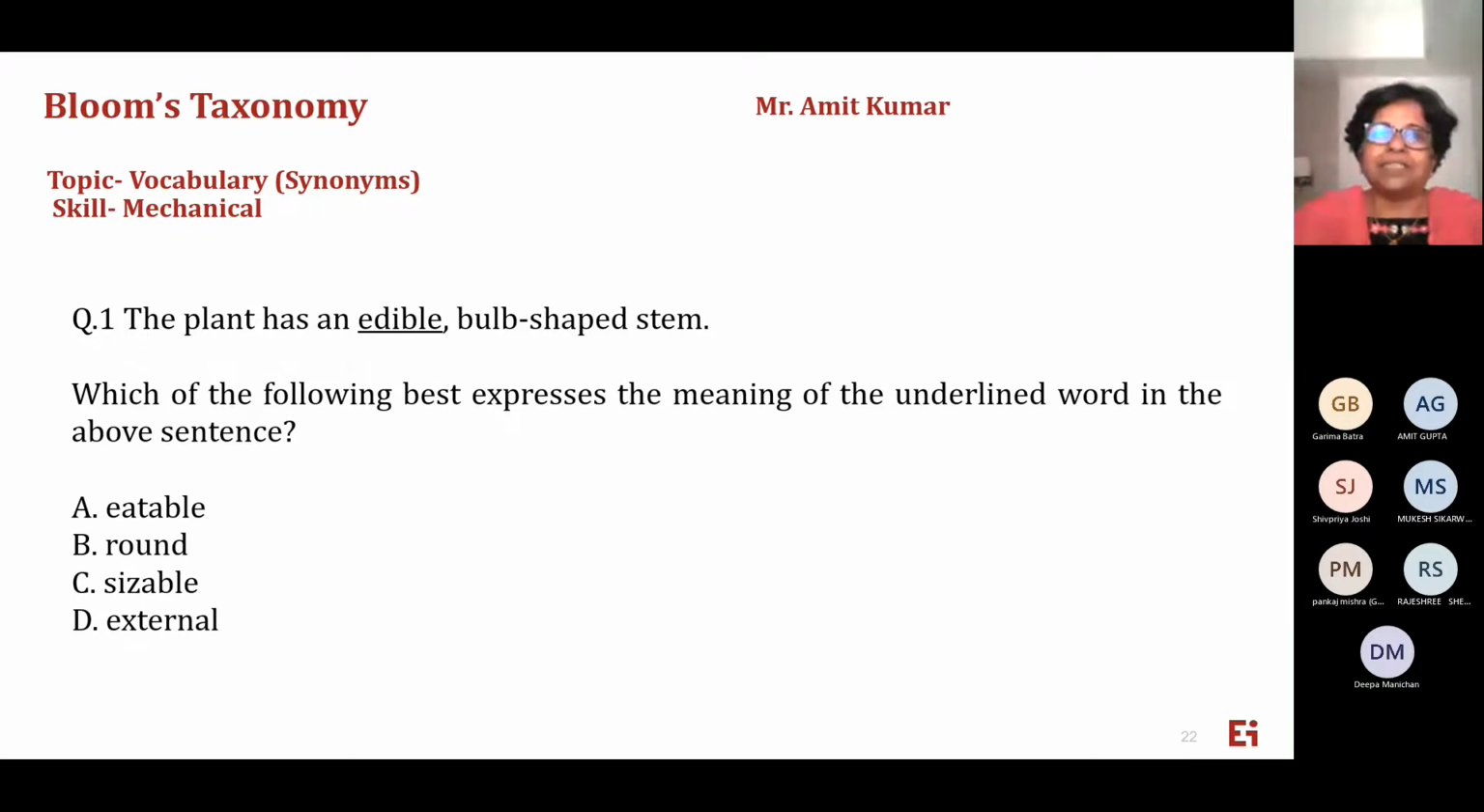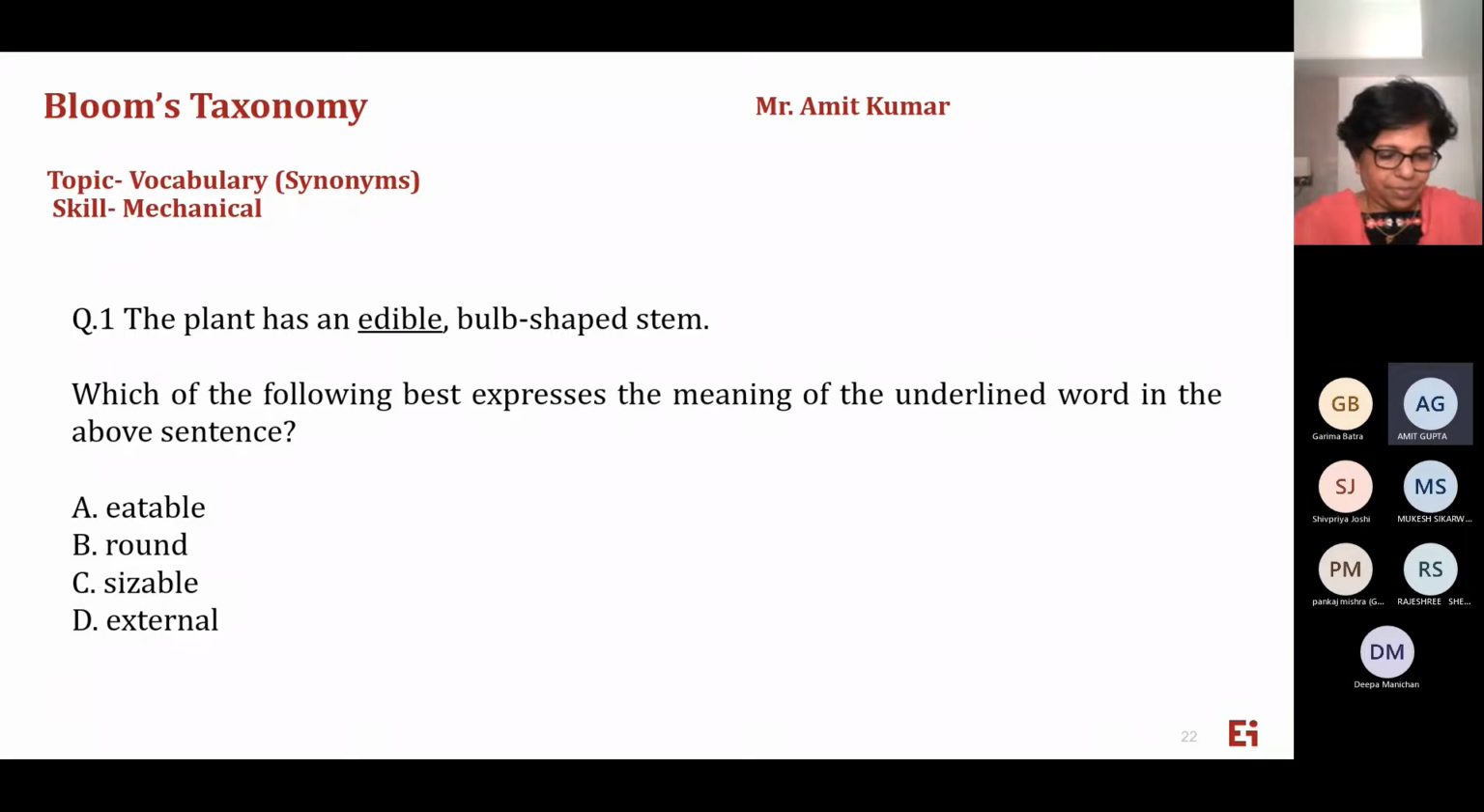Amit sir, can you read the question and tell us why it is mechanical? Amit sir, you might be on mute. We can't hear you. I'm looking for a quiet place. Give me a minute. Sure. Okay, I found something now. Should I read the question first? Yes, sir. Please read the question.